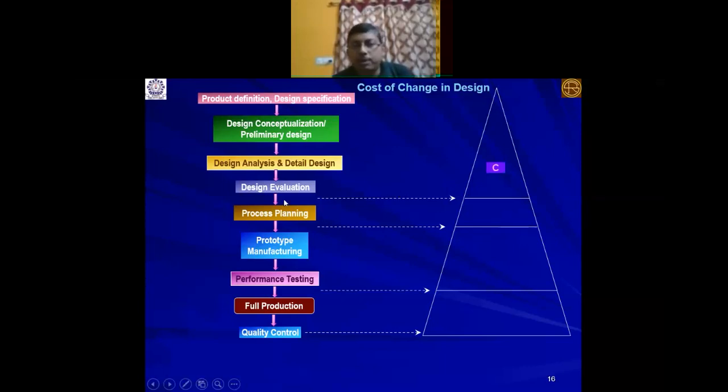Let us say that is the cost involved to rectify that particular bottleneck or mistake if you find it in the design evaluation stage. Say, for example, that mistake is overlooked by the design evaluation team and is found only after process planning. If the same mistake is overlooked at the design evaluation stage and found after the process planning stage, you have already involved a certain amount of money in the process planning. You have to again go back to the design analysis.